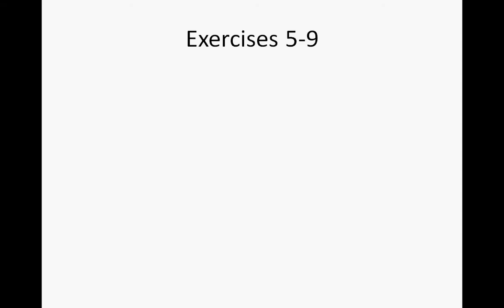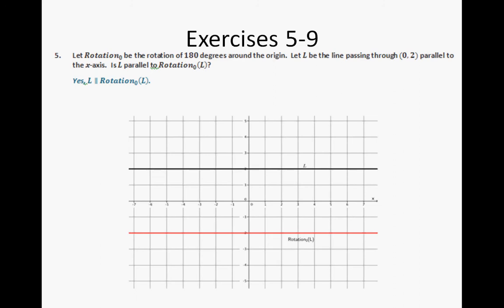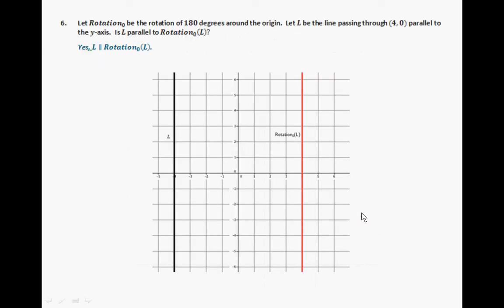All right, so here we go with exercise 5. When you have a rotation, L is going to end up being parallel to the rotation of L. So if this is L, then this is called the rotation of L, or L prime. For 6, if we are rotating 180 degrees, if it's passing through 4, 0, parallel to the y-axis, then we have a parallel line. L is parallel to the rotation of L around 0. And this is what it should look like.